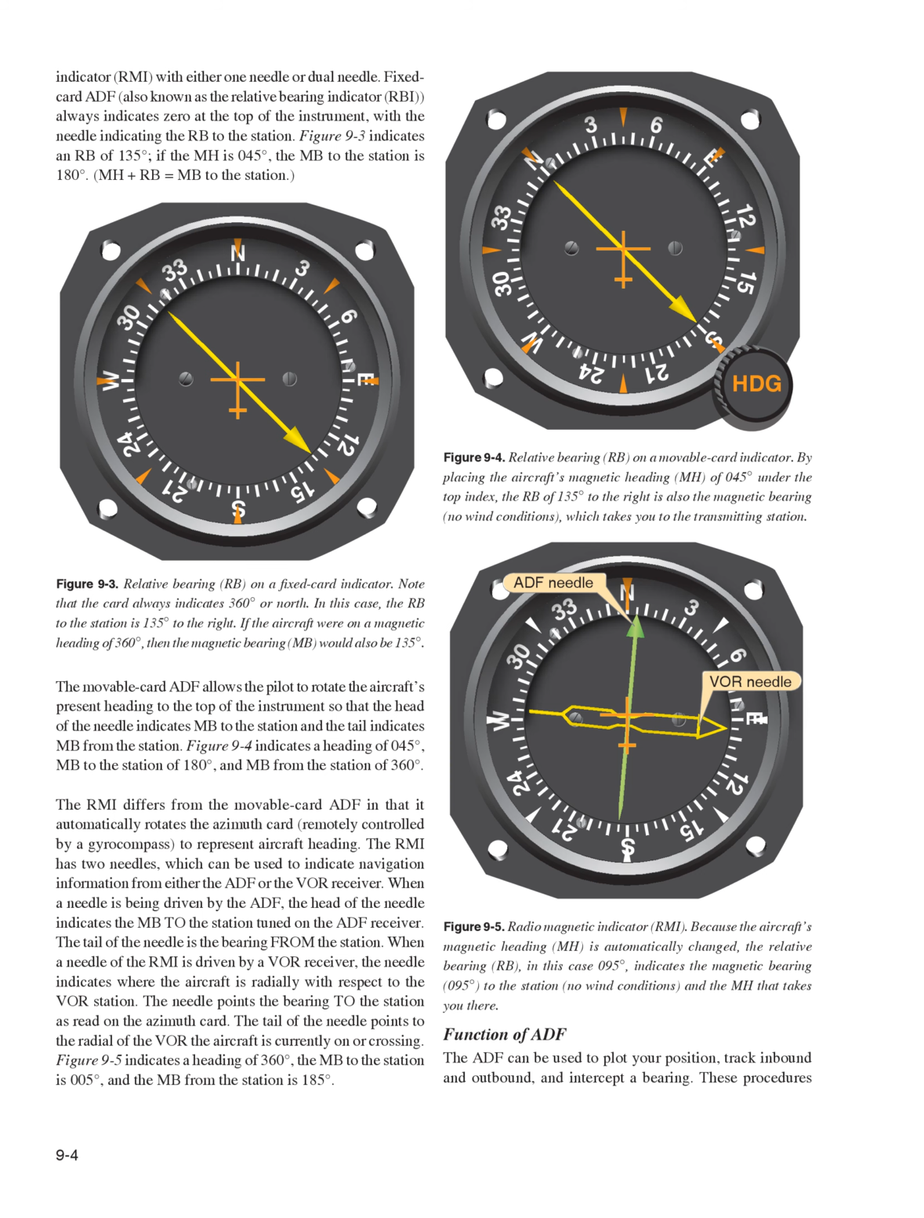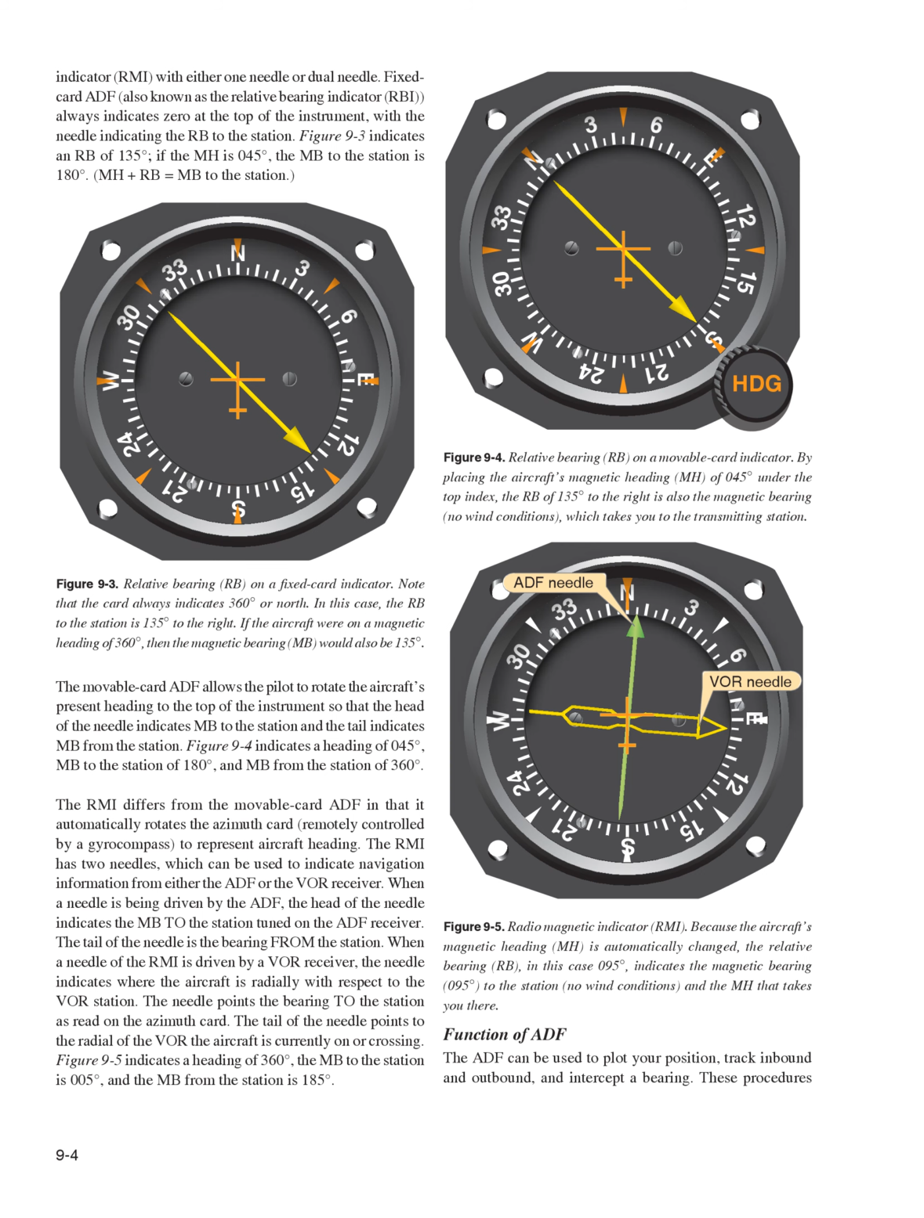The RMI has 2 needles, which can be used to indicate navigation information from either the ADF or the VOR receiver. When a needle is being driven by the ADF, the head of the needle indicates the MB to the station tuned on the ADF receiver. The tail of the needle is the bearing from the station.